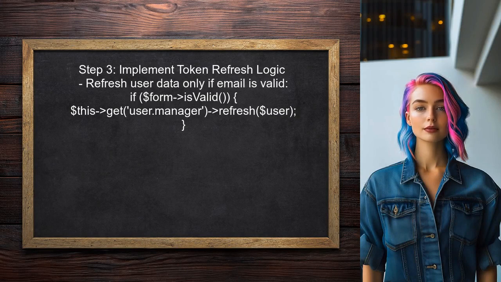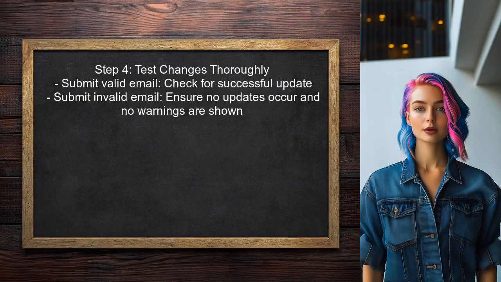Additionally, the user can implement a mechanism to clear the token or refresh the user data only when the email is valid. This will help avoid the warning about the username not being found. Finally, the user should test the changes thoroughly. This includes submitting both valid and invalid email addresses to ensure that the application behaves as expected without errors.